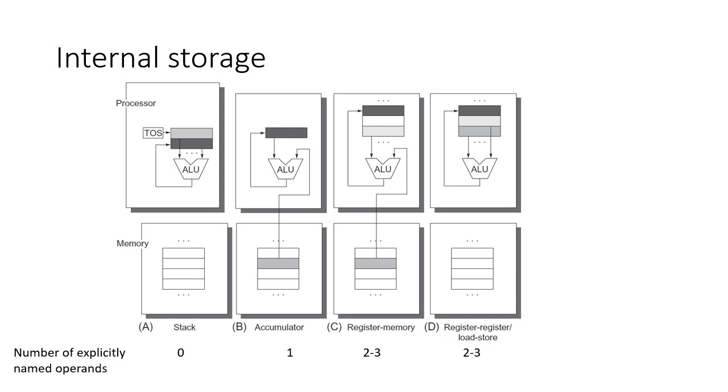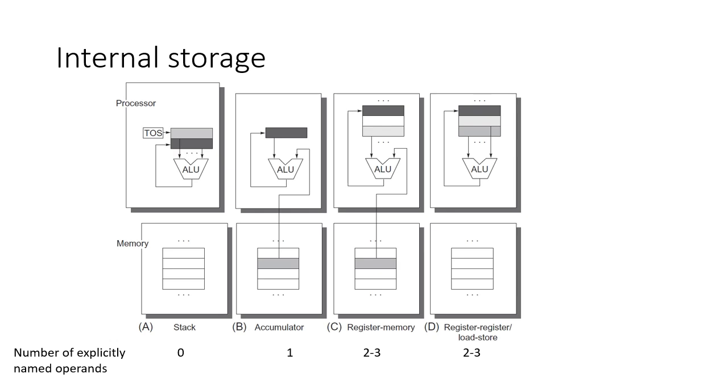This picture illustrates some alternative ways to organize internal storage in a processor, all of which have been proposed and implemented throughout the history of computers. They differ in how internal storage is accessed and how many explicit arguments instructions can have.